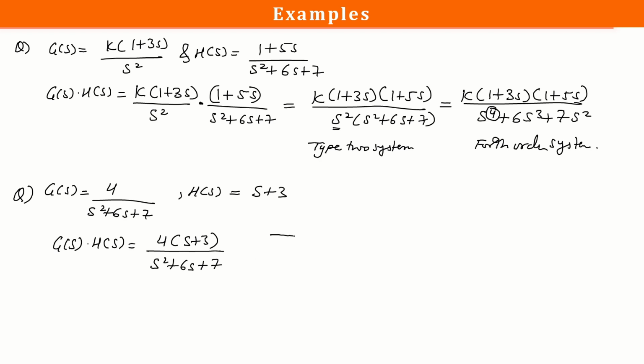Now what is the type of this system? We can see here we cannot take out s common, so we are not having a separate s here. That means we are not having any pole at the origin. So it is a type 0 system. Now let's find the order of this system. Here it is in a proper algebraic form, and the maximum power of s that we are having here is 2. Based on this we can say it is a second order system.